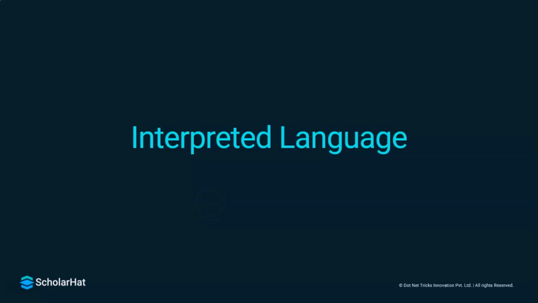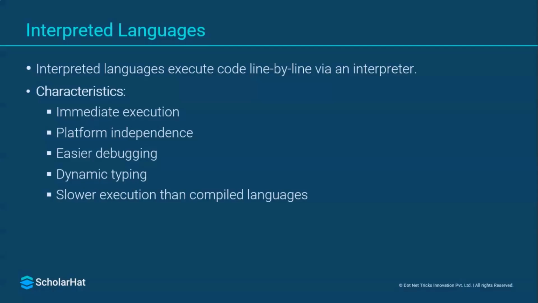Hi there. Python is an interpreted language. This means that Python code is executed line by line by an interpreter at runtime rather than being compiled into machine code before execution, as in compiled languages like C or Java.